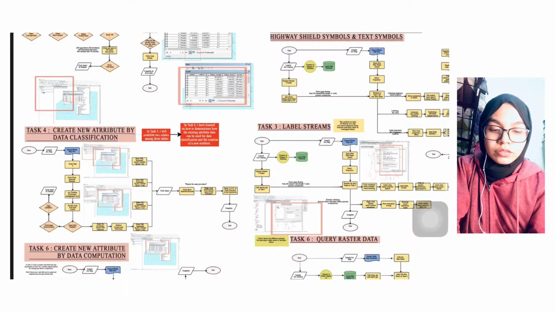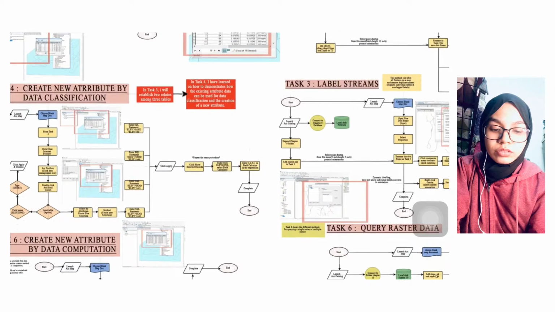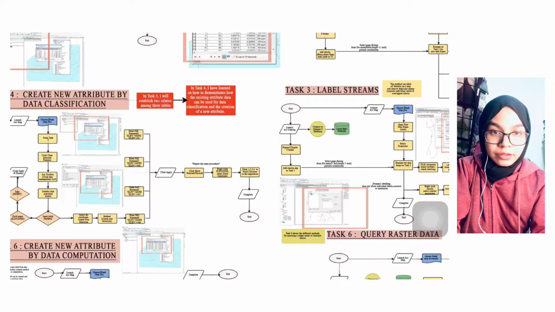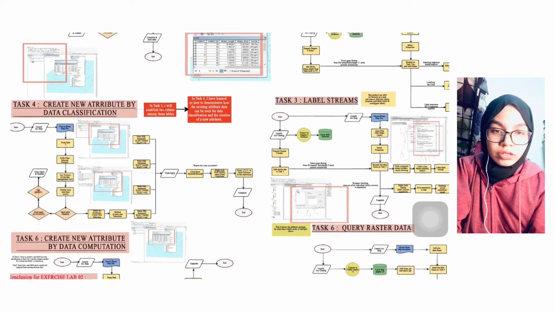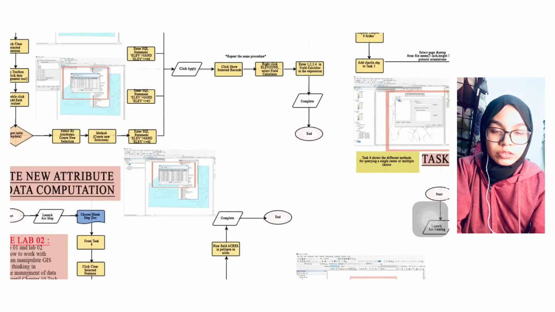Next, Task 4 is to create a new attribute by data classification. This Task 4 actually refers to Task 3 first, so I can establish two relates among three tables. I have learned how to demonstrate how the existing attribute data can be used for data classification and the creation of a new attribute.